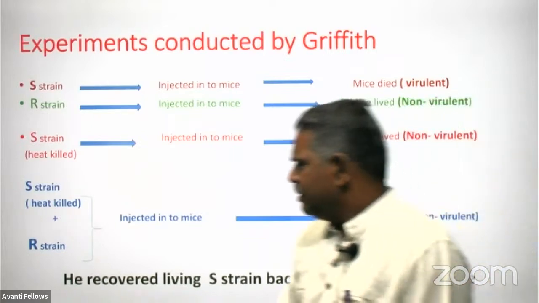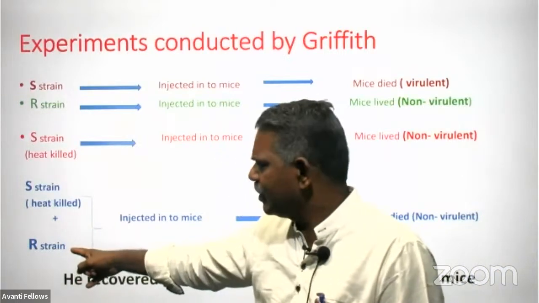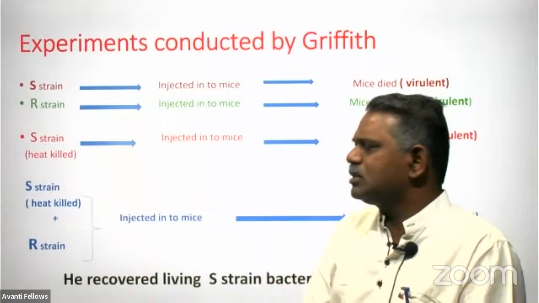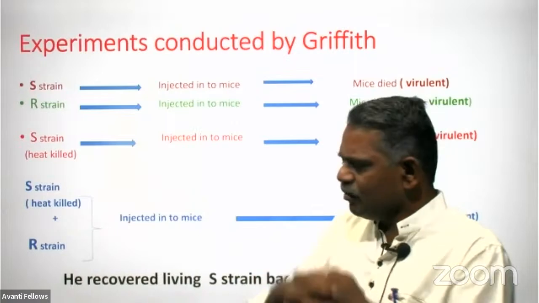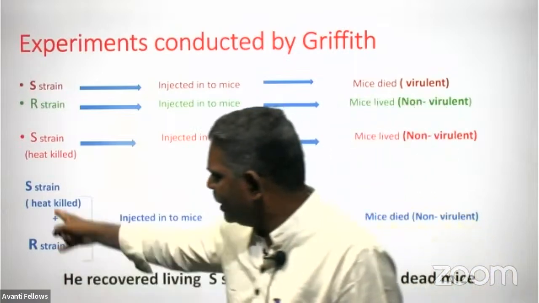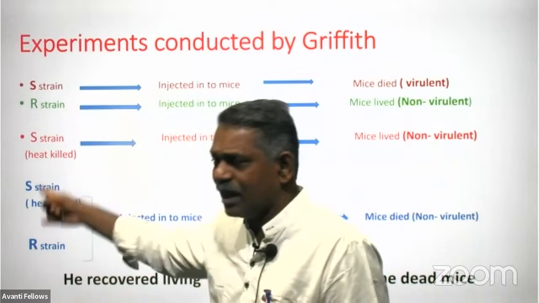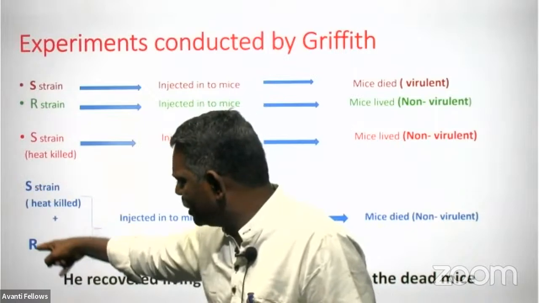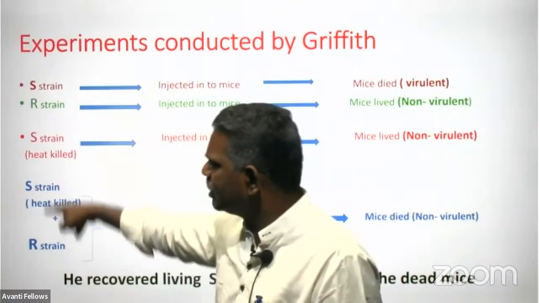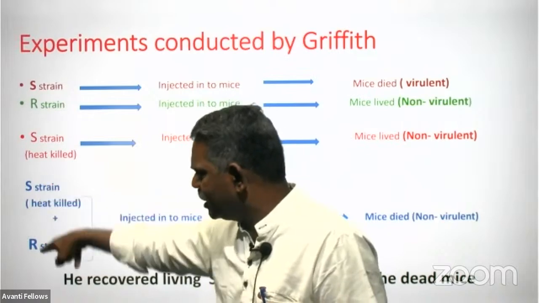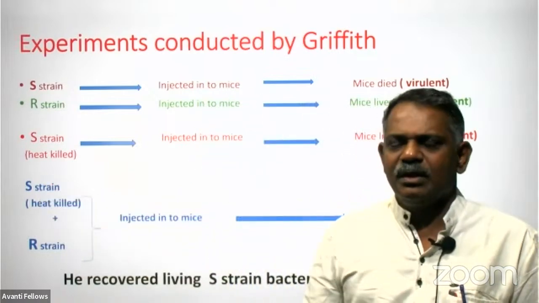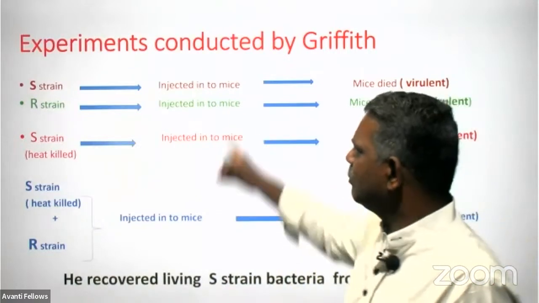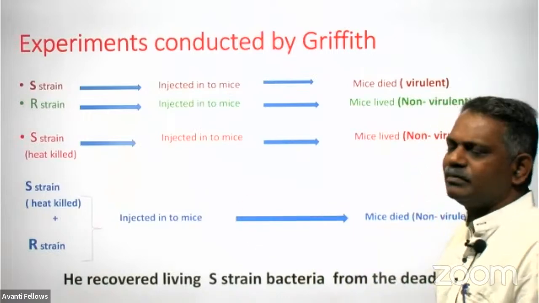Simple. This R strain bacteria is living and the S strain bacteria is heat killed. Whenever he mixed the heat killed S strain with the R strain bacteria, some of the material present in the S strain, a genetic material that can produce a character, transferred to the R strain. Because of the transfer of the genetic material from the heat killed S strain to the R strain, naturally that will be converted into what? S strain. S strain means what? Virulent, that only killed the mice here.